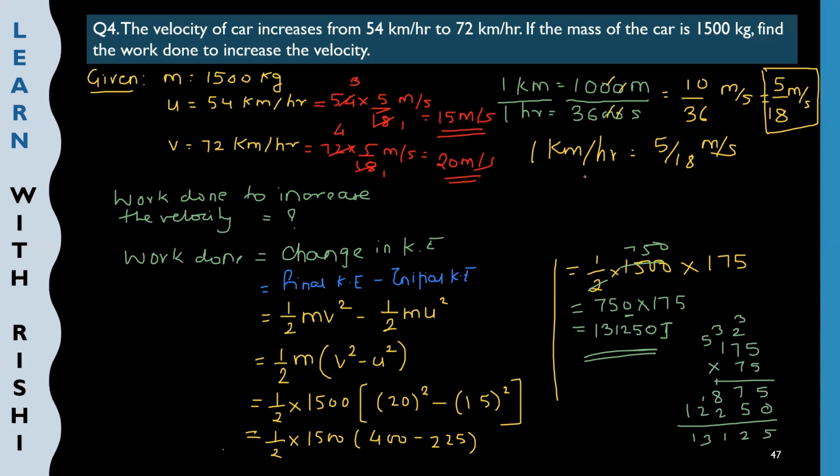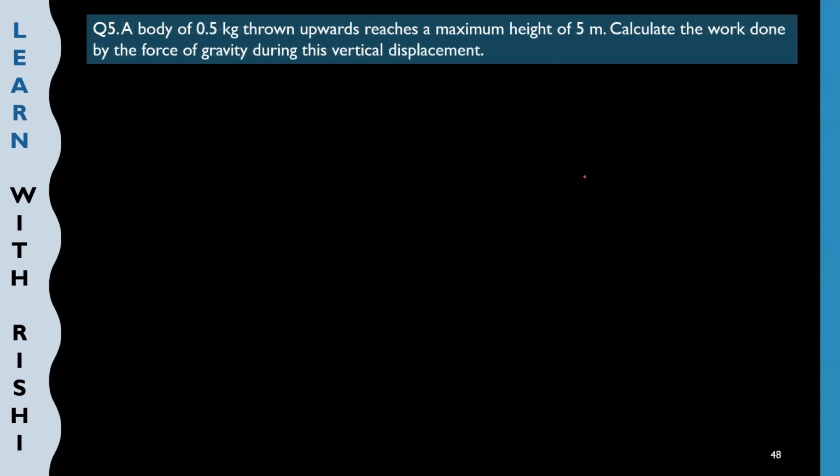Let us move to the next sum. Question number 5. A body of 0.5 kg thrown upwards reaches a maximum height of 5 meter. Calculate the work done by force of gravity during this vertical displacement. So mass is equal to 0.5 kg. Then height 5 meters. Calculate the work done by the force of gravity during vertical displacement.